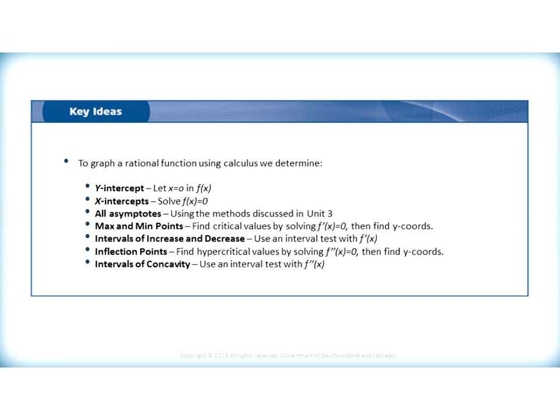We've got to remember that critical values and our hypercritical values as well can both be found watching out for when f prime is undefined as well as when it's 0. And for the hypercritical values, we've got to check for when f double prime is undefined as well as when it's 0. Okay? So that's graphing rational functions in a nutshell.